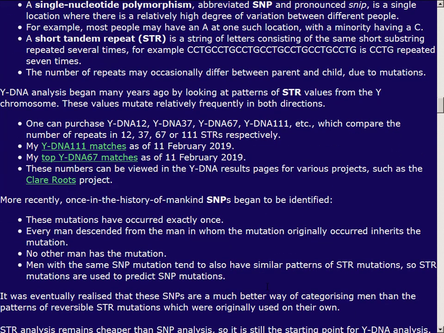So I've talked about the once in the history of mankind nature of the SNP mutations. And I really don't know why people are still expected to start out with the 20-year-old STR mutation product. I think we should all be going straight into SNP testing. But SNP testing, for some reason, is still a lot more expensive than STR testing. And I think economics is the main reason that people still use the old STR product to get started.